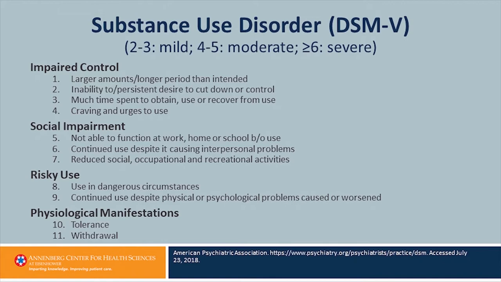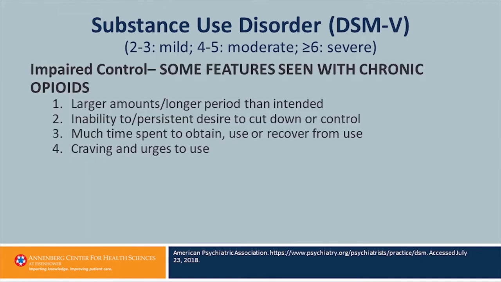It's often difficult to think about all 11 categories, so I often divide them up into 4 parts. The first part being impaired control, which refers to requiring larger amounts or using for longer than the person intended. The second is about their desire to cut down, but inability to do so. This sort of speaks to their ability to control their use. Using a lot of time to obtain, use, or recover, and craving.